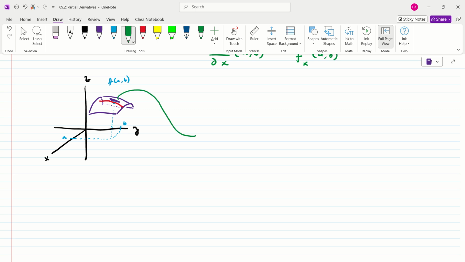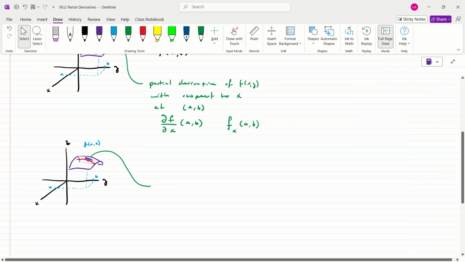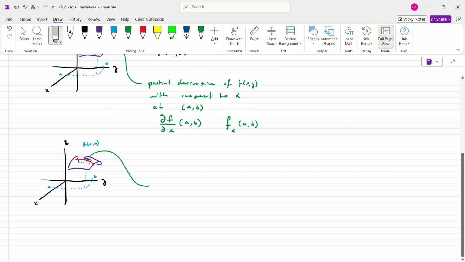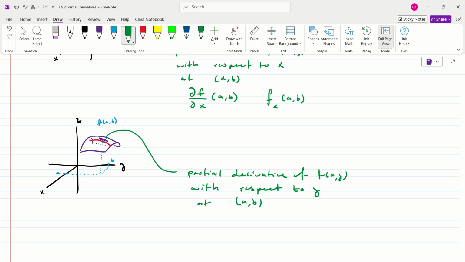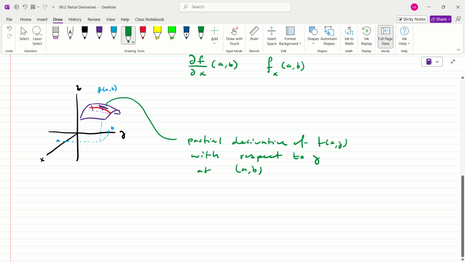So again, the slope of this curve is practically the same thing we had over here, but with respect to y. So this is known as the partial derivative of f(x, y) with respect to y at the point (a, b). And just the same, you can denote this as the partial derivative of f with respect to y at (a, b), or as f with a subscript of y evaluated at (a, b).